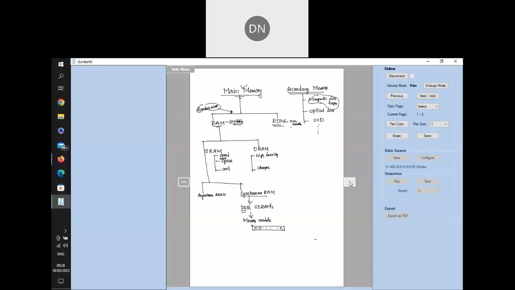Generally, they use DDR SDRAMs. Now the latest technologies have come, with performance a little better than DDR RAMs, also available now. So these are the types of RAMs that are available.